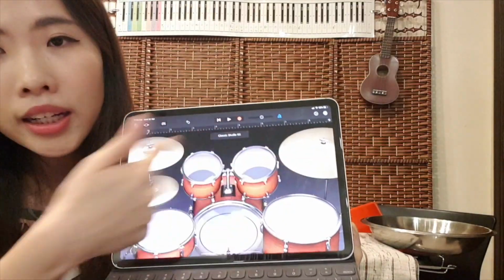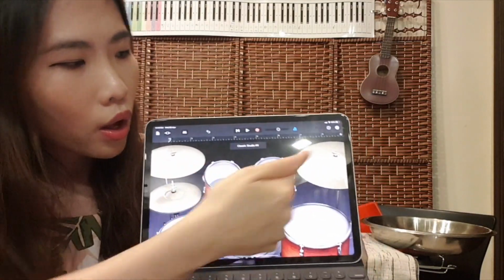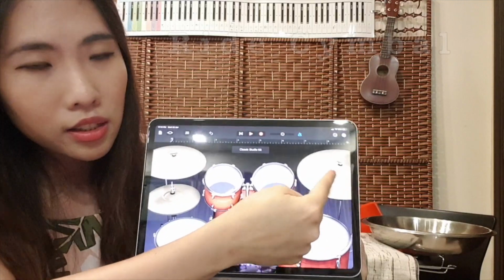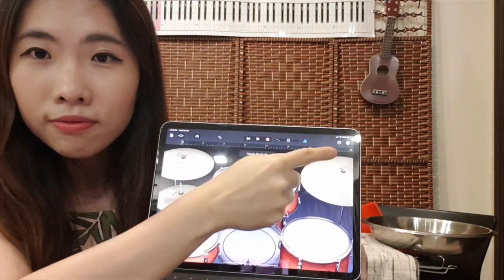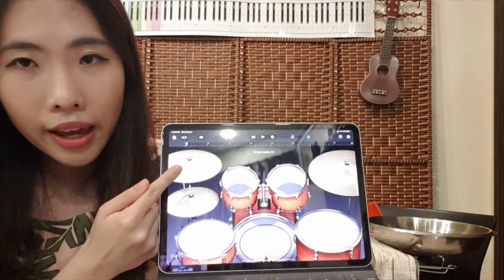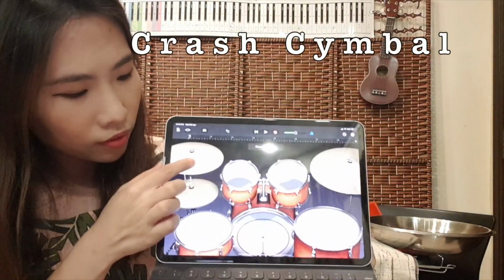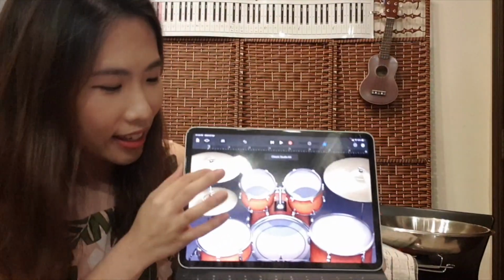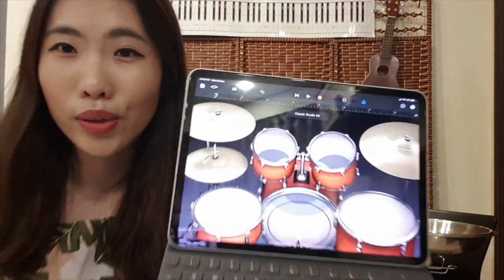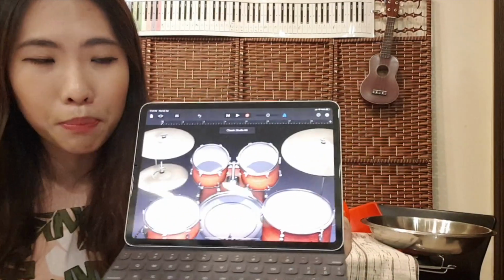Okay, finally we have the two cymbals. The one on the right is called the ride cymbal, and then the one on the left is the crash cymbal. And the crash cymbal is very loud, very resonant and clangy. Okay, so there you go. Those are the different sounds and the parts of the drum set.